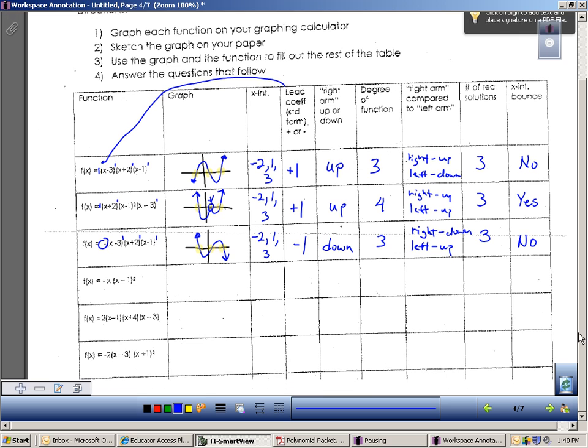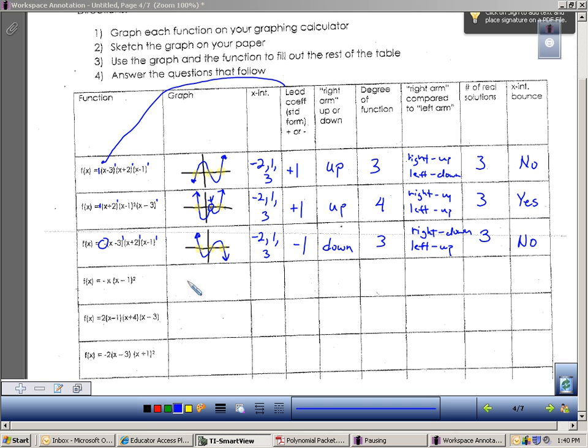Okay, so I walked you through half of filling out this table. I think you can finish filling out the table. When you're done with the table, then we want to make some observations regarding the table, which you will do. And then on the following pages, you're going to be asked some questions, and those questions are going to help you understand what the lead coefficient does to my graph, what the degree of the function does to my graph, and when I would see a bounce or not.